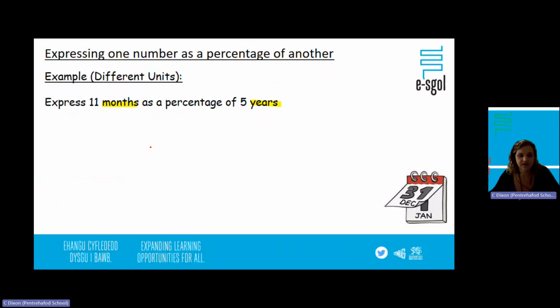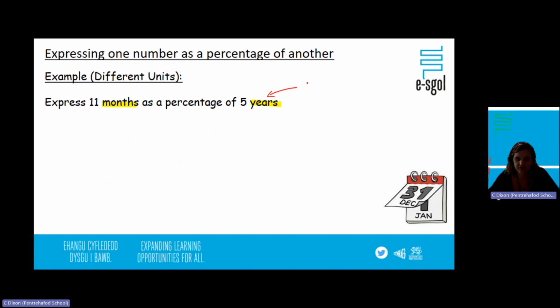Now, you don't want to do that in different units. You want to get them the same. So you are going to need a little bit of general knowledge as you go through this as well, to know how many months are in a year and be able to use that. So the best thing to do is to convert the bigger one into the smaller one. So the years is bigger than months, okay? So we're going to convert that.